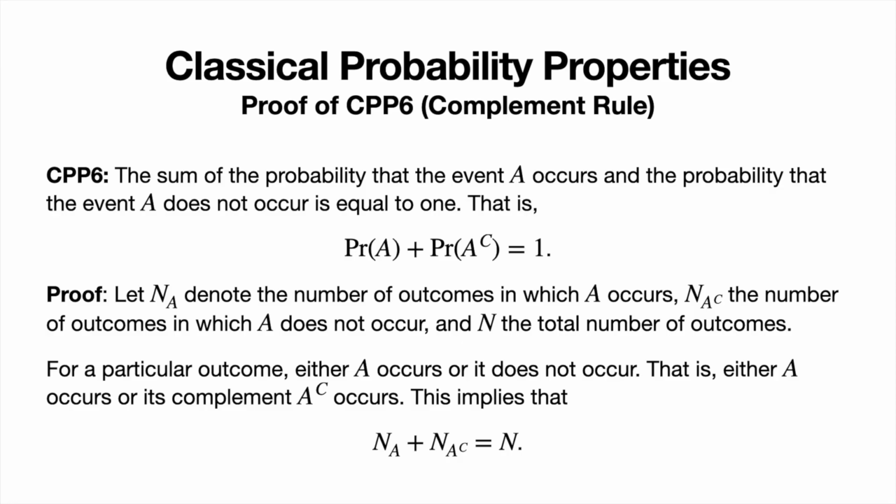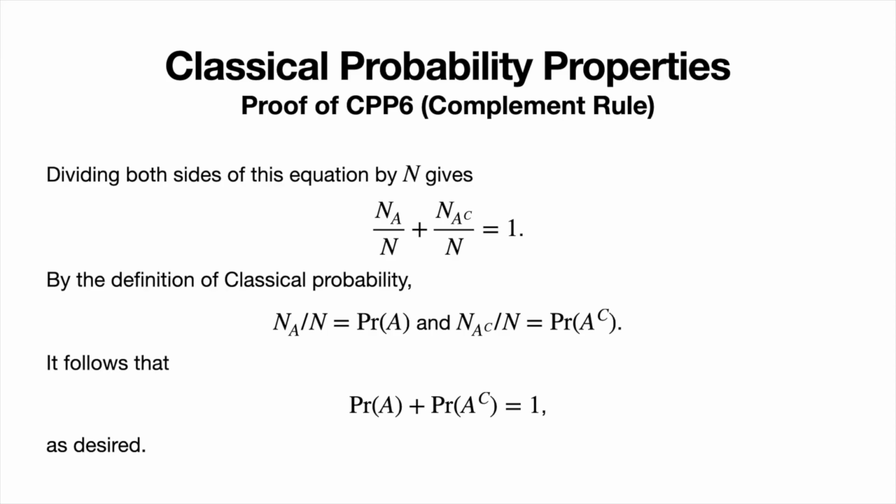Now, for a particular outcome, either A occurs or it does not occur. In other words, either A occurs or its complement, A complement, occurs. This implies that N sub A plus N sub A complement will always be equal to the total number of outcomes, N. Dividing both sides of this equation by N gives the equation N sub A over N plus N sub A complement over N, that's equal to 1.